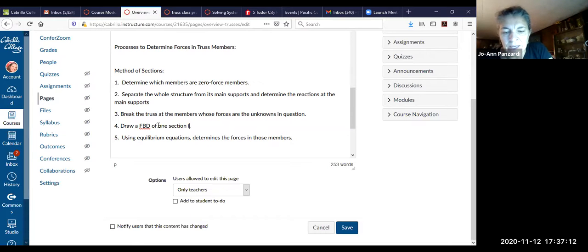It could be left, right, top, bottom. And then using the equilibrium equations, determine the forces in those members.